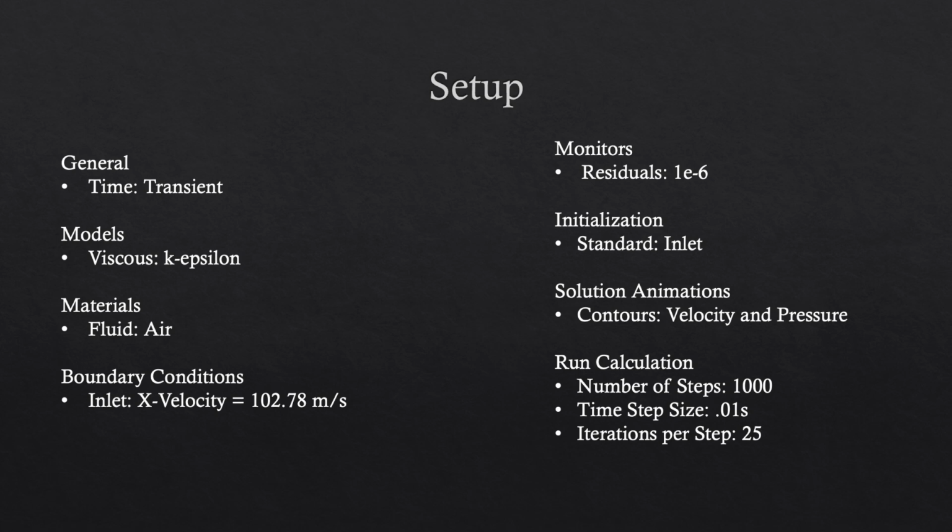The simulation was set up as a transient using a K-epsilon turbulence model. Air was defined as the working fluid, and the inlet boundary conditions specified an X velocity of 102.78 meters per second, replicating race conditions. Residuals were monitored with a convergence threshold of 1e-6. For the calculation settings of the pressure and velocity contours, the number of steps was set at 1,000, the time step size at 0.01 seconds, and the iterations per step at 25.